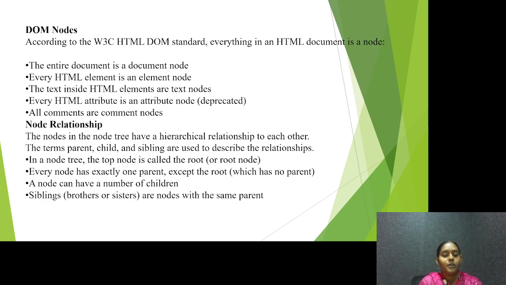Node relationship. What is the relationship between a node and its corresponding nodes? The nodes in the node tree have a hierarchical relationship to each other. Hierarchical means that parent, child, and sibling are used to describe these relations. In a node tree, the top node is called the root or root node. Every node has exactly one parent except the root, which has no parent. A node can have any number of children. Siblings, brothers or sisters, are nodes with the same parent.